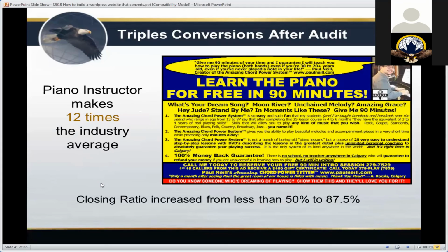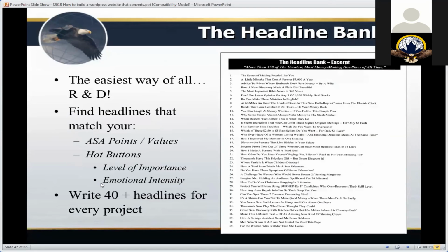So here's an example: learn to play the piano for free in 90 minutes. I mean, that is a fantastic headline. This guy, by the way, makes about $500,000 a month right now. He's opened up in all of North America, and he's going international with his system. Absolutely amazing.